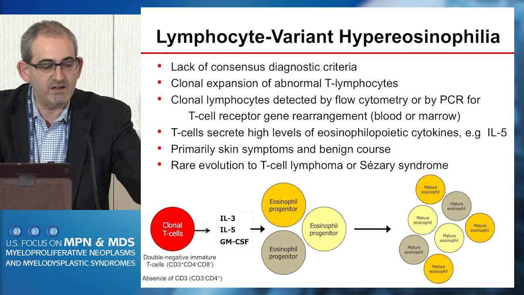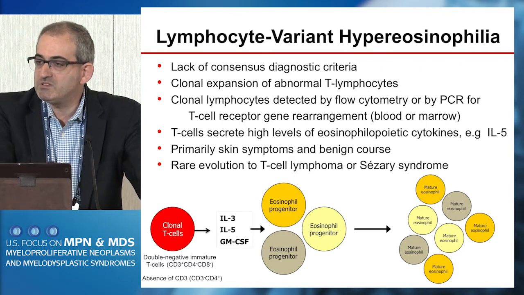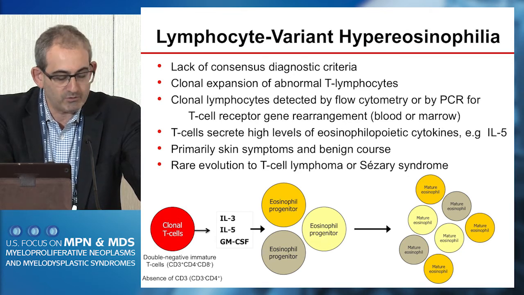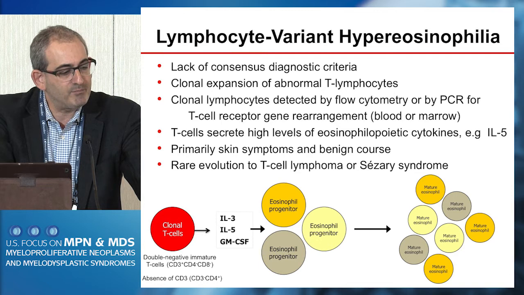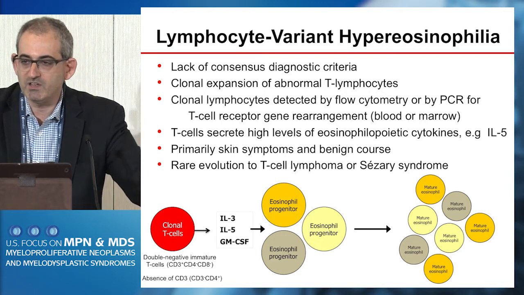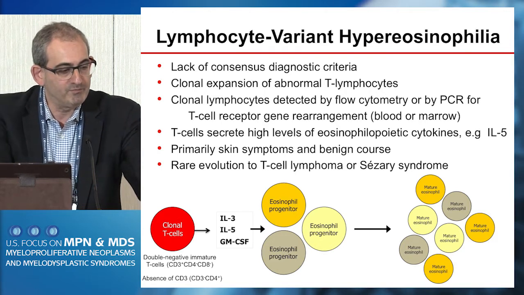Clinically, these patients present with skin symptoms and usually a benign course, but there are patients who rarely evolve to T-cell lymphoma or Sézary syndrome. So you see the schematic below. This is really a mixture of a reactive and clonal disease where you have clonal T cells that are elaborating eosinophilic cytokines that in turn cause the increased production of eosinophils from the bone marrow.